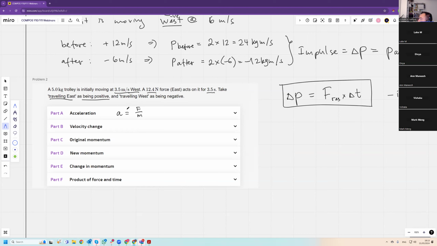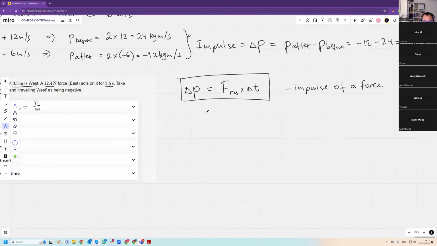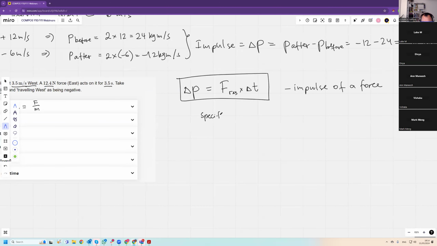Specific impulse in rocketry refers to how long... it's not how long. Specific also always refers to per kilogram. So the word specific in physics means per kilogram.